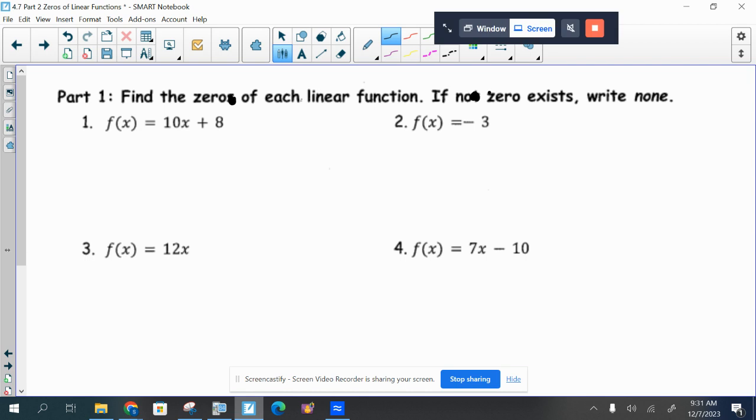So let's think about that for a second. What kind of line would not have any zeros? Which means it wouldn't cross the x-axis. It wouldn't have an x-intercept.